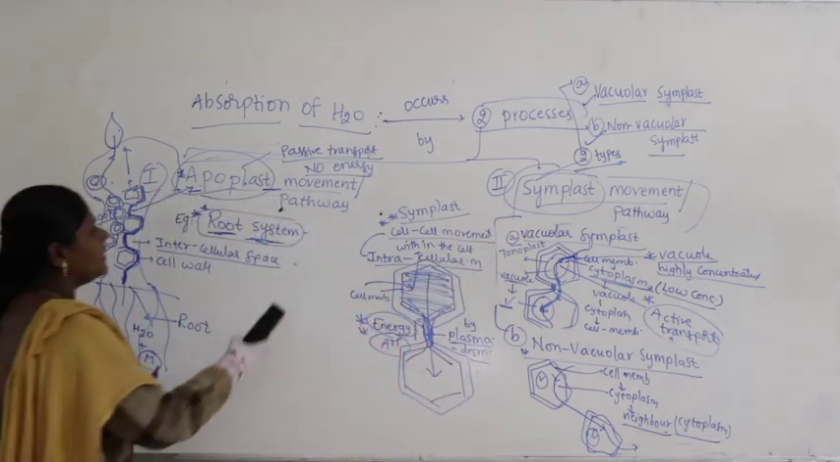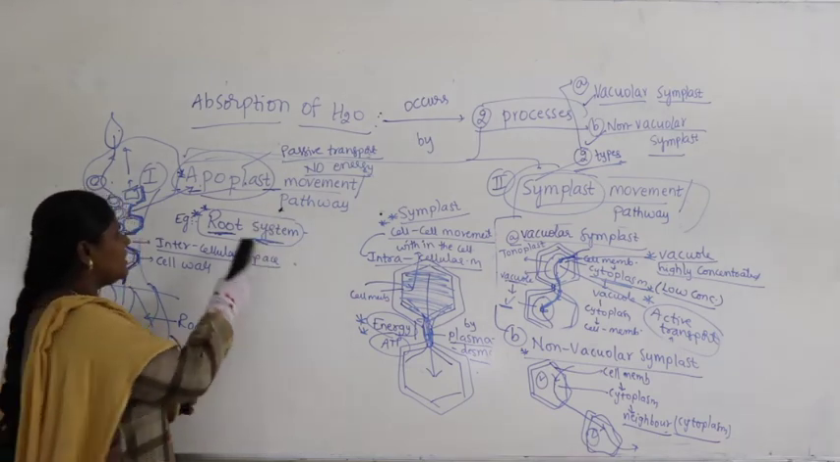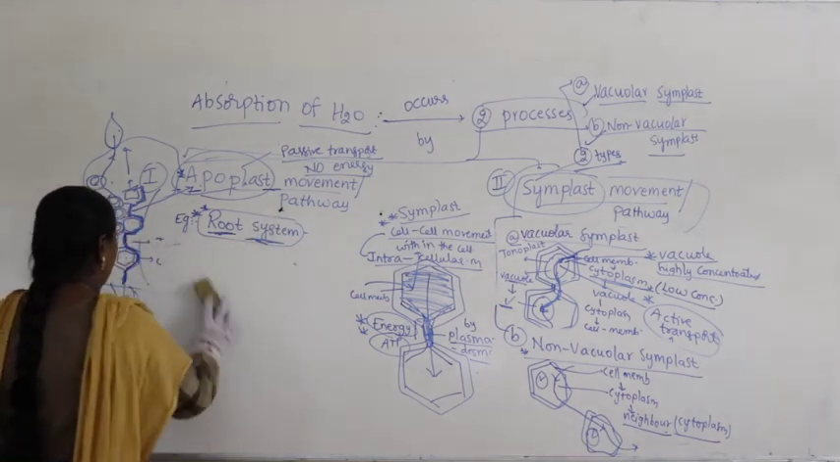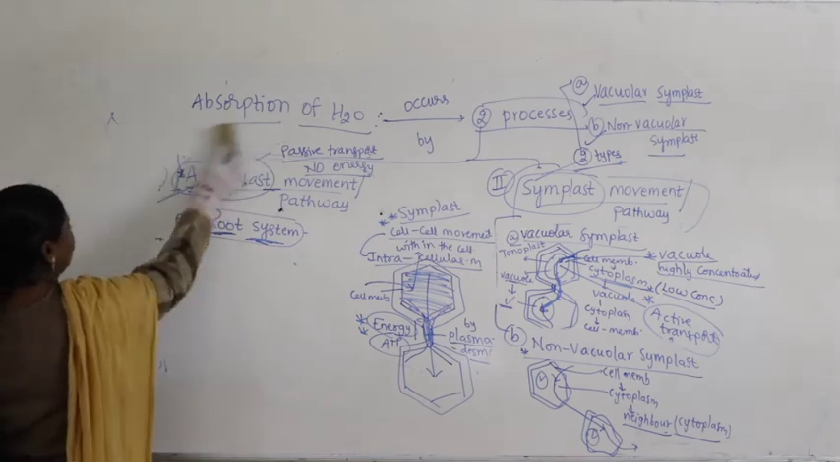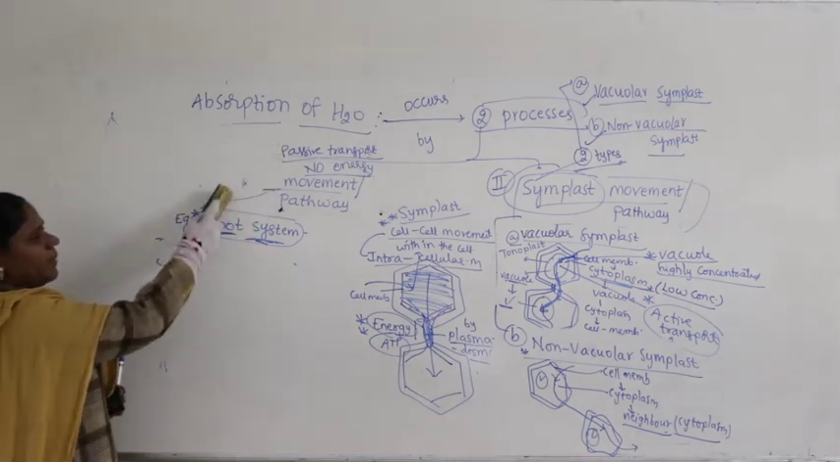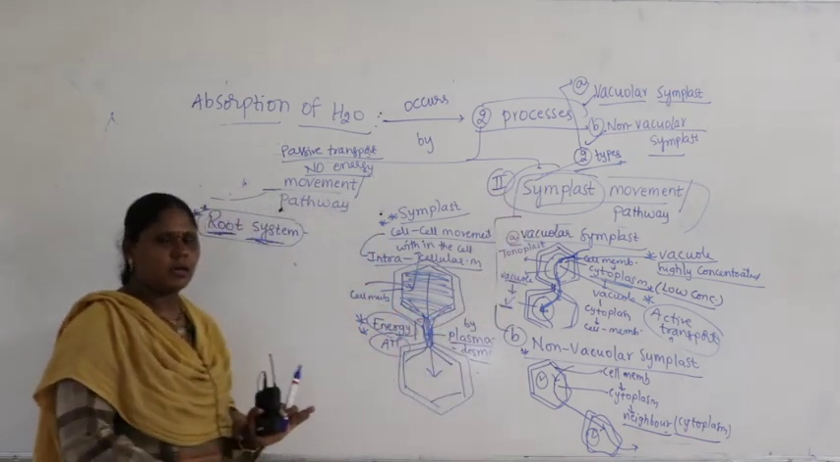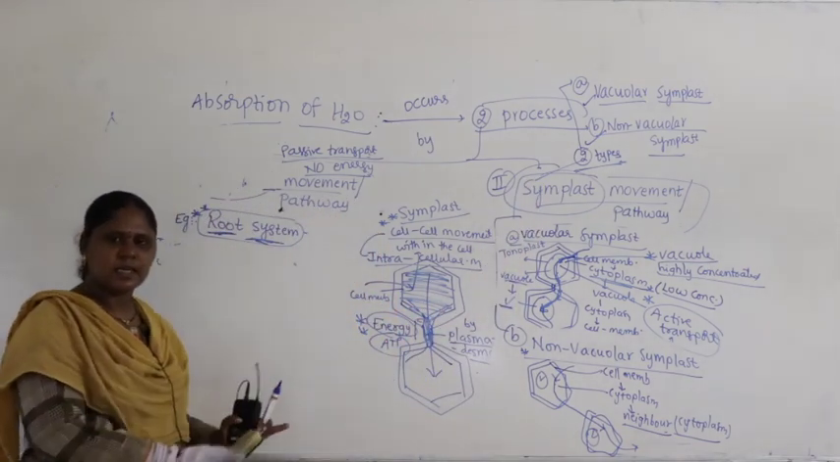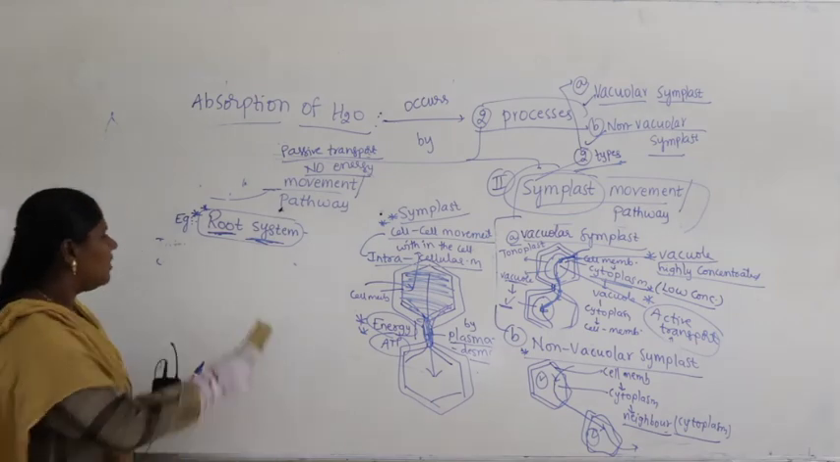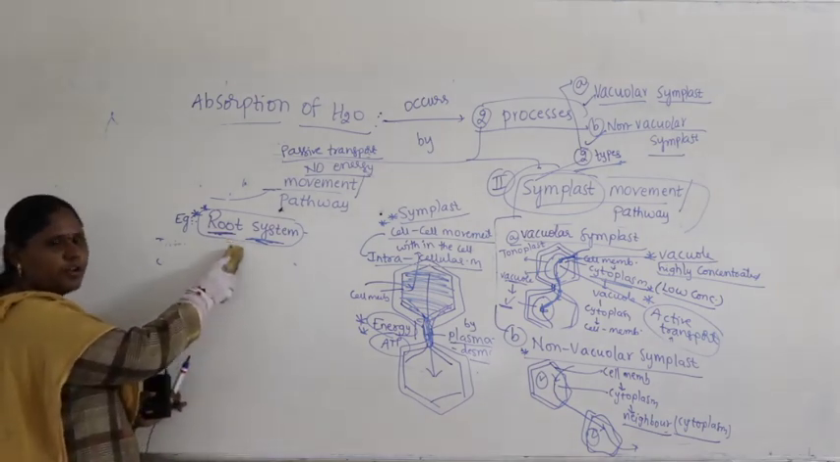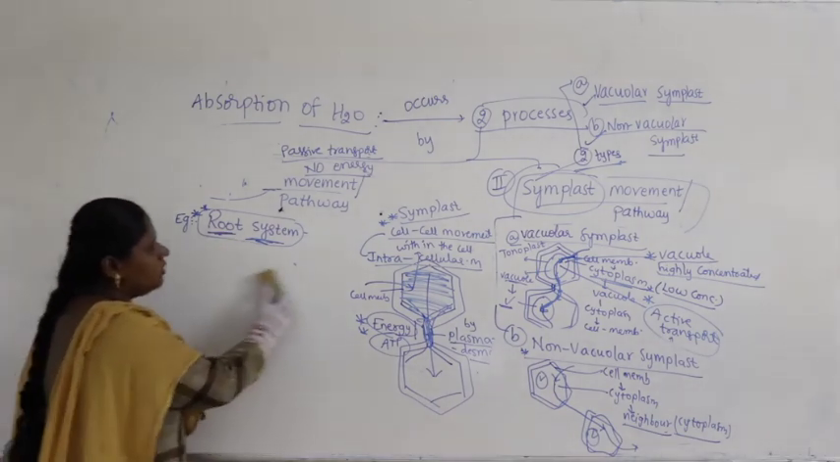Now what we want to discuss: let us take the example of the root system. Let us see where apoplast will occur and where symplast will occur, by studying the example of the root system. Let us continue.